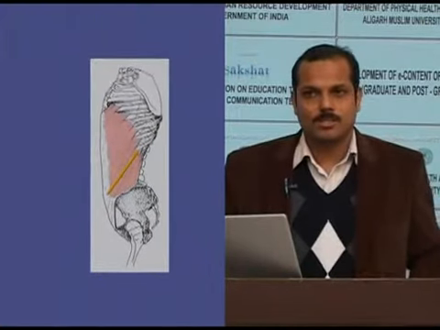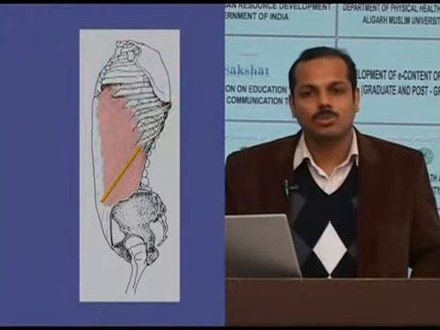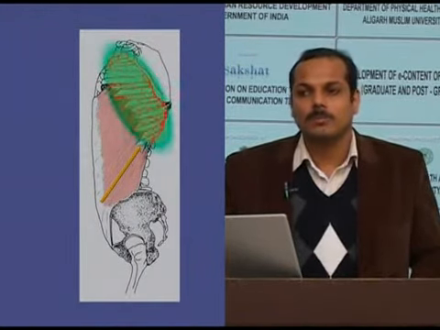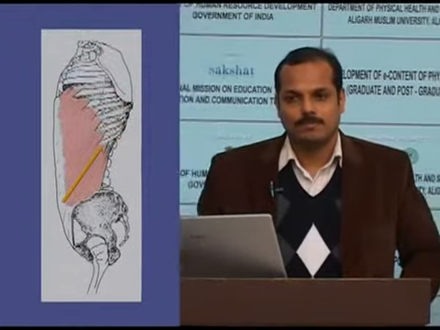Its origin is from the external surface of the 5th to 12th ribs. You can see in the picture, the external surface of ribs 5 to 12. And it is inserted to the anterior iliac crest and the abdominal aponeurosis to the linea alba. So, it has two insertions: the first is the anterior iliac crest, and the second is the abdominal aponeurosis to the linea alba.